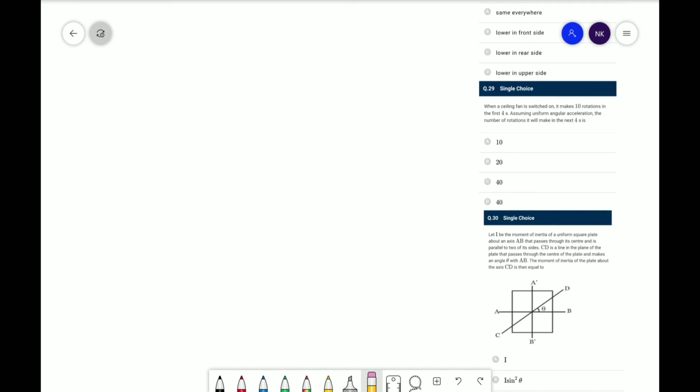In the next question we have, when a ceiling fan is switched on, it makes 10 rotations in the first 4 seconds. Assuming uniform angular acceleration, the number of rotations it will make in the next 4 seconds is. Now what we have to calculate is the number of rotations. Suppose the number of rotations initially was n1, and n1 is given as 10 rotations.